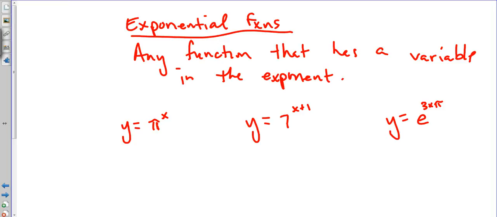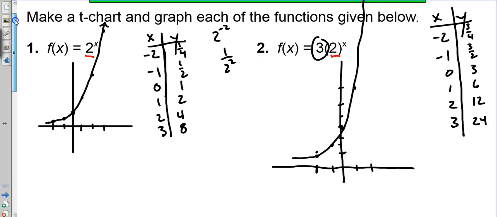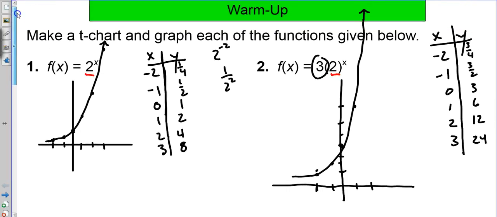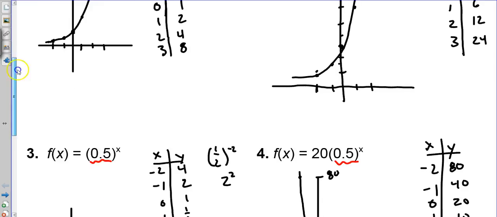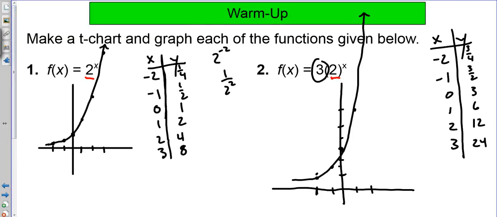So the next thing we want to look at is we want to kind of characterize what these functions are. So we see some common themes between these functions. These two functions are increasing. These two functions are decreasing. So let's take a look at number one, what we call those.